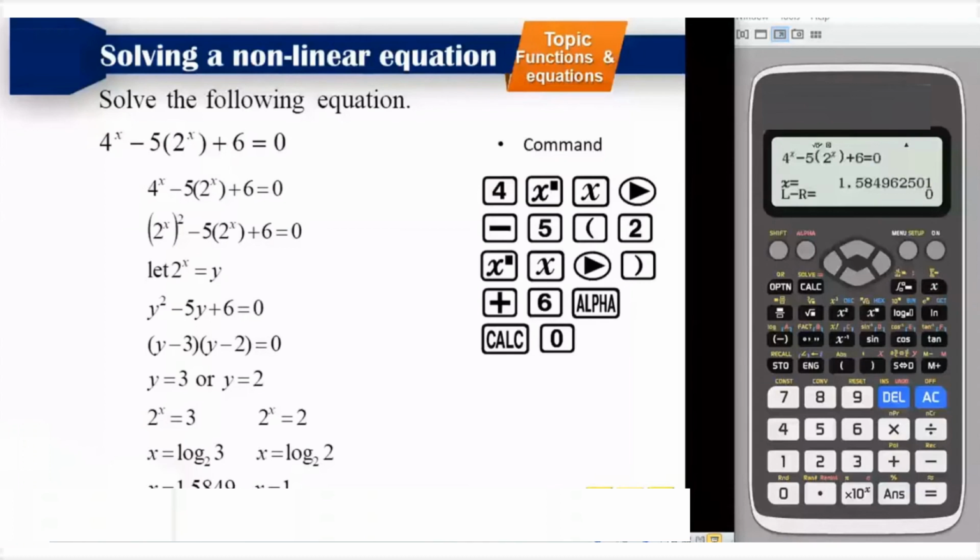So when you use a calculator to solve a particular equation, then please realize that if the equation is a linear equation, it will only have one answer.